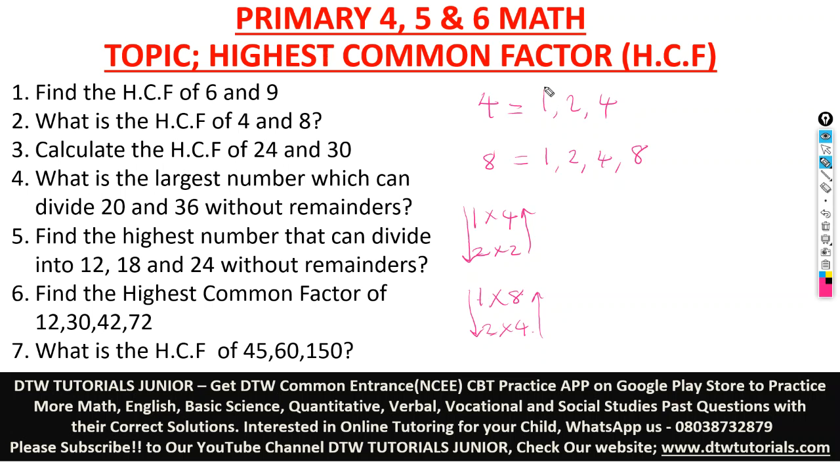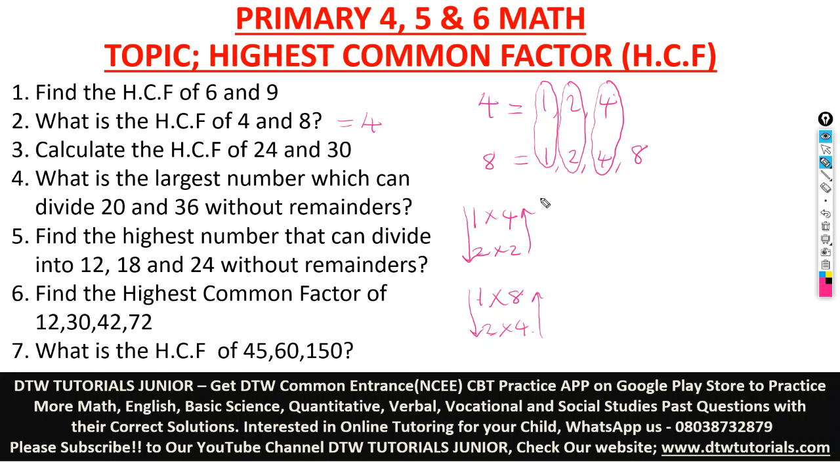Now, what are the common factors between 4 and 8? So we have 1 here and 1. Can you see that's a common? We have 2 here, we have 2, that's common. And we have 4 here, we have 4. So these are the common factors between 4 and 8. Now what is the highest number here? It is 4. So our HCF of 4 and 8 is what? 4. Do you see that?